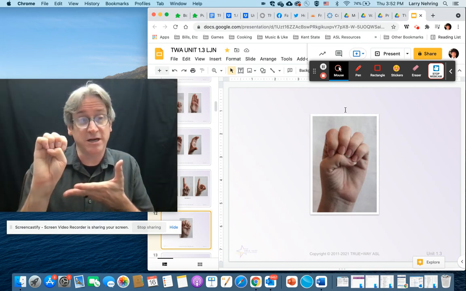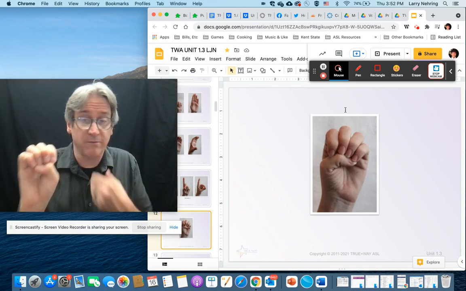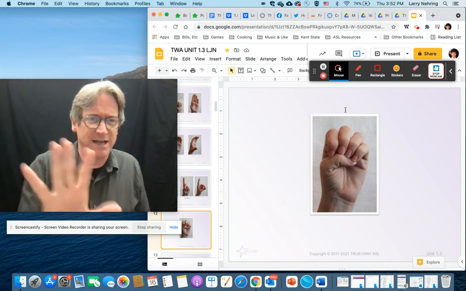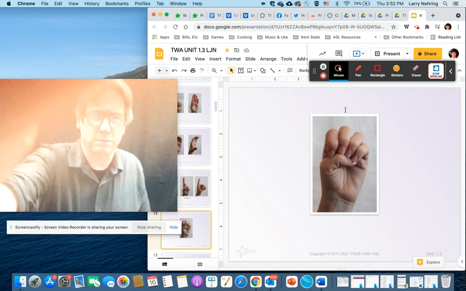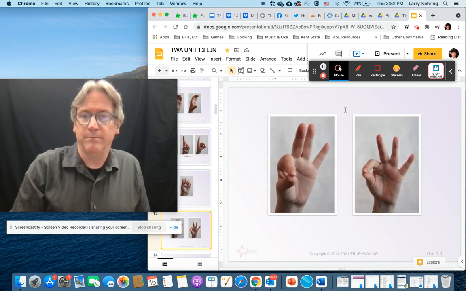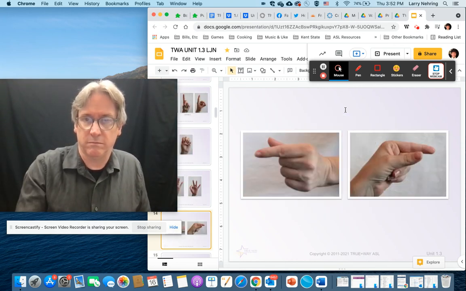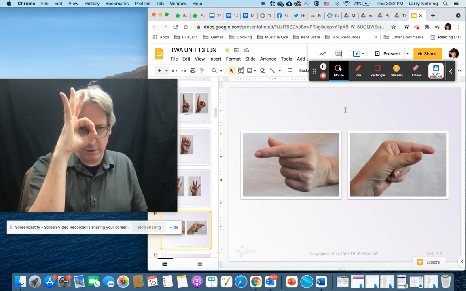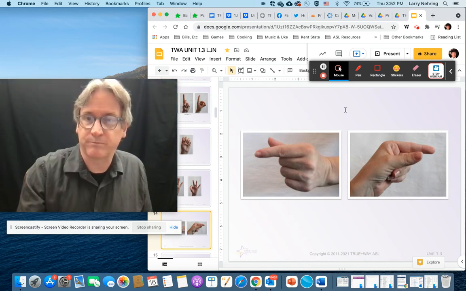E, again, always try to touch the fingertips to the thumb for E. Eventually they will spread apart when you're fingerspelling fast, but for right now, try to be as clear as possible. F. And F is not this. F is this. Do the little Fortnite. That's the sign for Fortnite.